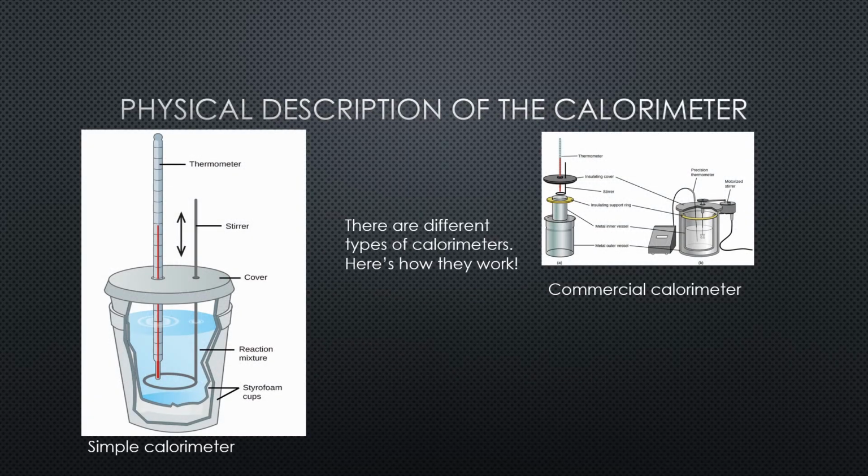Here's a couple examples of what a calorimeter looks like. On the left, it's a simple calorimeter. On the right, it's a commercial calorimeter. A simple calorimeter can be made with 2 styrofoam cups, a cardboard lid, a thermometer, and a metal sample, and a stirring rod.